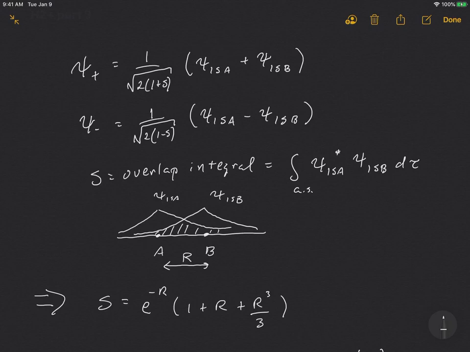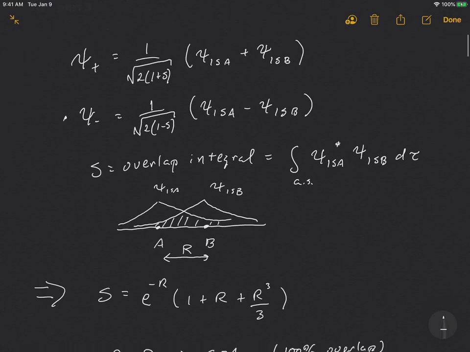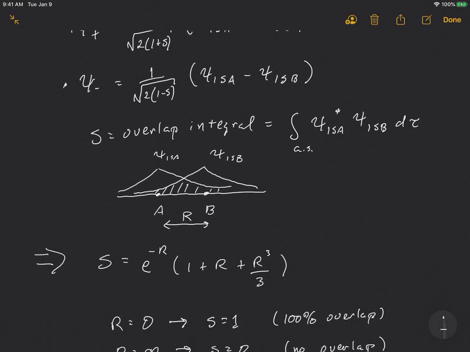Similarly, we get this psi minus here, and working through the integrals and normalizing, we get 1 over the square root of 2 times 1 minus S, times psi 1sa minus psi 1sb. And we had a few things left over to wrap up what these wave functions look like.